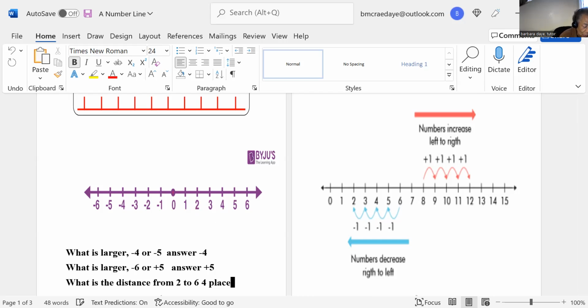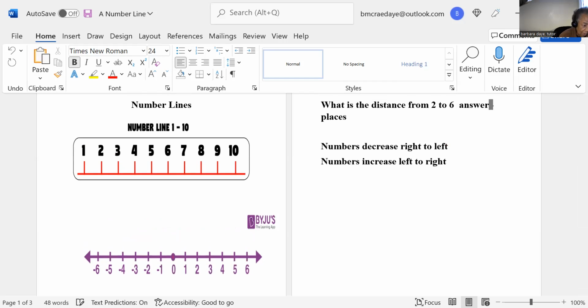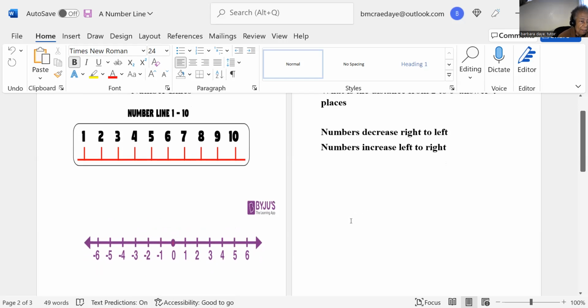And you could find that by just saying 6 minus 2 is 4, right? So the answer is 4 places. Now, whenever you say distance between two numbers, you always get a positive number, never negative.